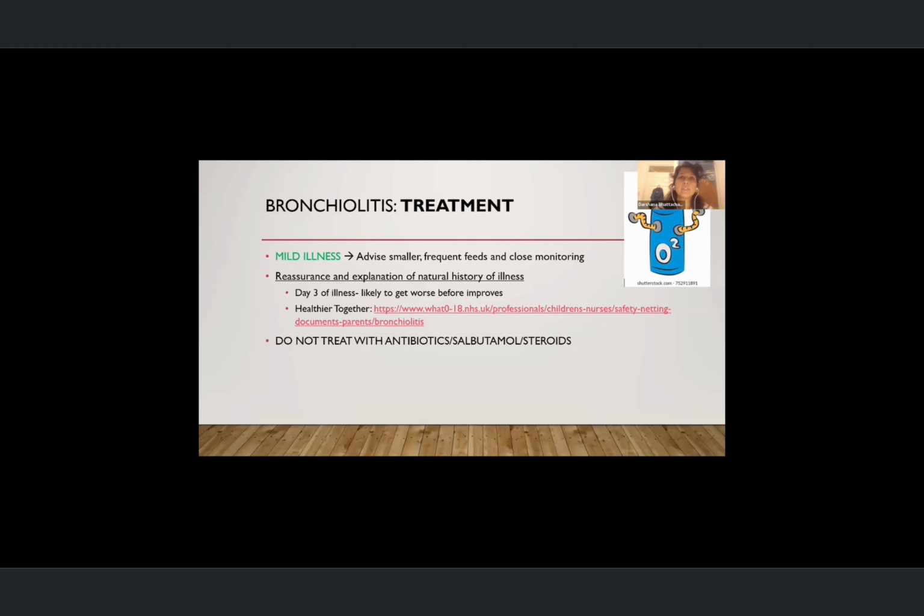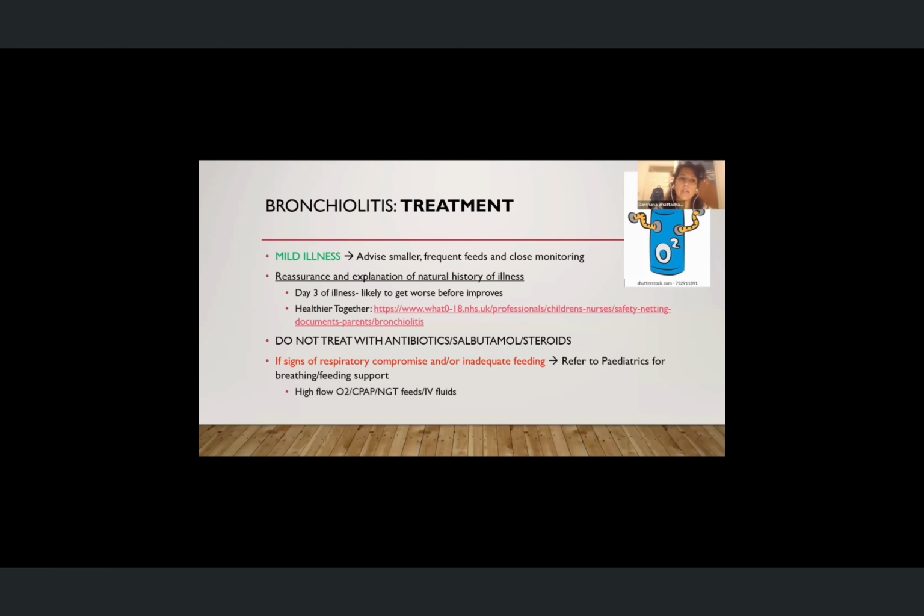We don't routinely treat bronchiolitis with antibiotics or salbutamol or steroids just because the pathophysiology is different. It tends to be viral, as I said, and certainly the wheeze does not respond to salbutamol or steroids. So I'd really steer clear of those unless you're in that funny gray area between 12 and 15 months of age. And again, you'll need to use clinical acumen to decide there.